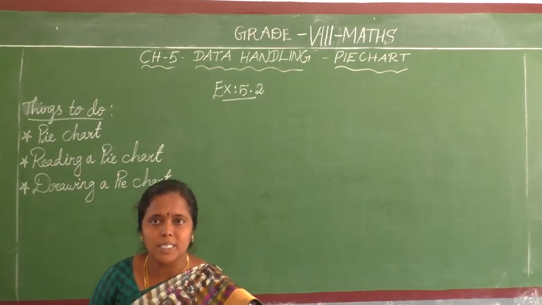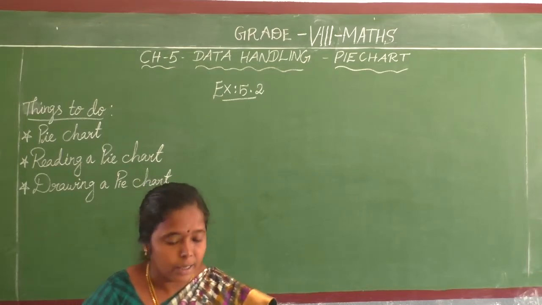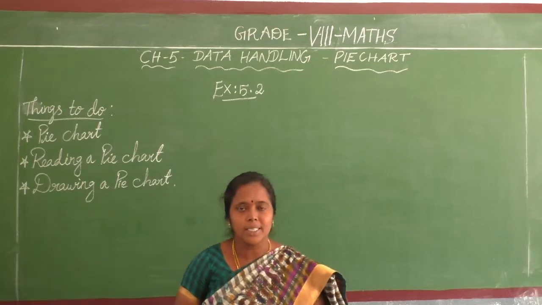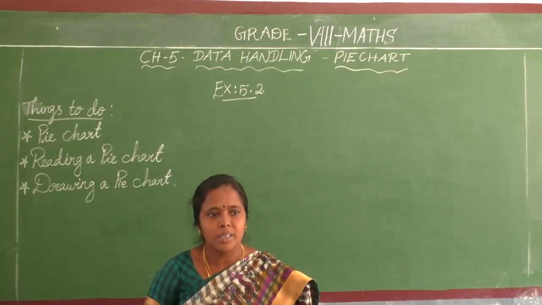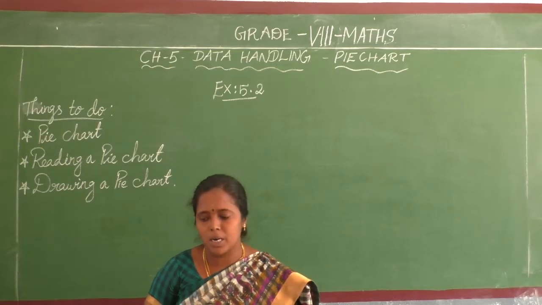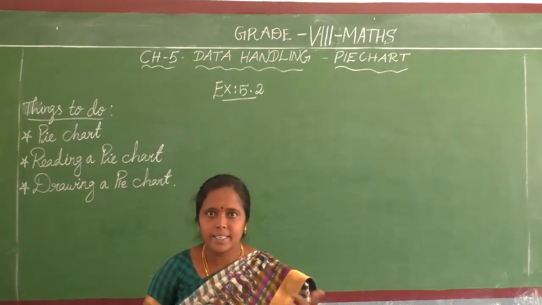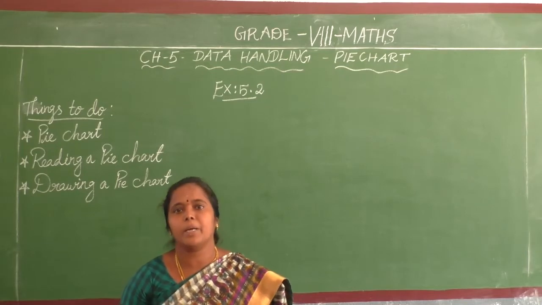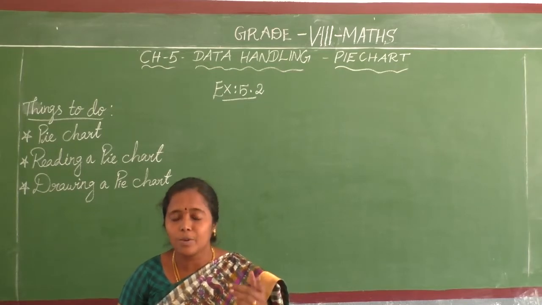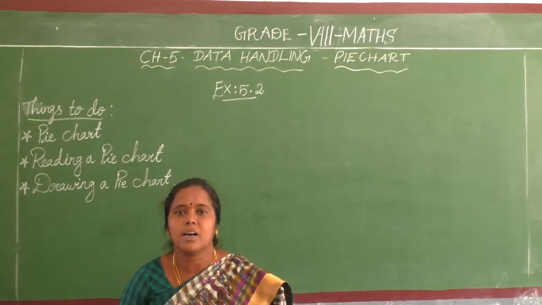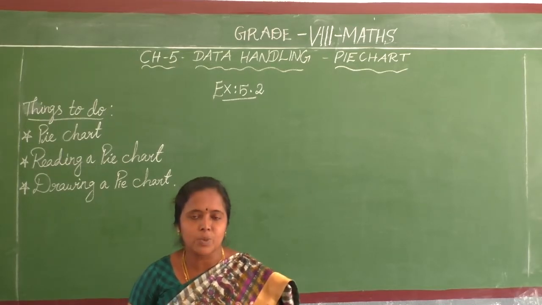What is a pie chart? The other name is circular graph. Last week I told you that collected data can be represented graphically through bars, pictures, etc. Pie chart means the collected data is represented through a circular notation. That is called a circular graph, and the other name is pie chart.